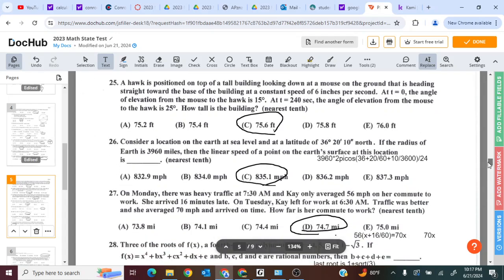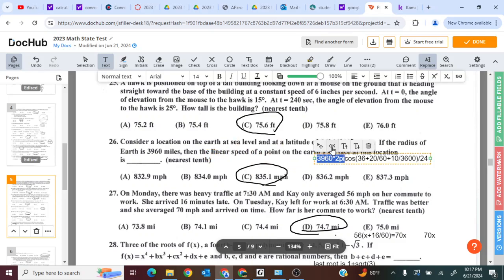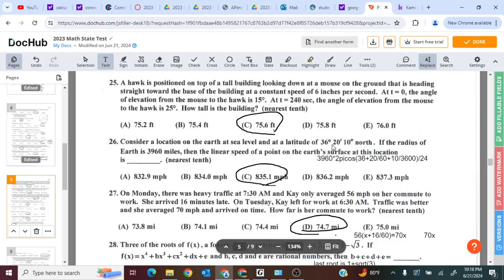26. Earth is at sea level, at a given latitude, and the radius of the Earth is 3960 miles. What is the linear speed of a point on the Earth's surface? Okay, we need to figure out the diameter of the Earth at that point. So we can start off with our normal stuff: radius times 2 pi to get the circumference. Sorry, we're looking for the circumference at that point.